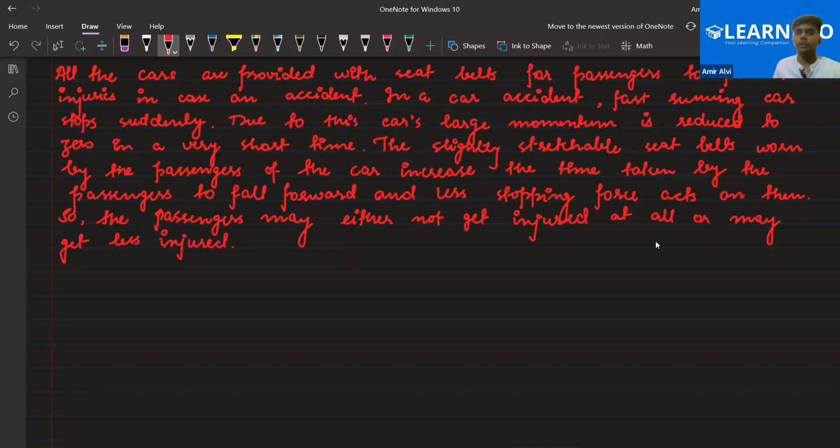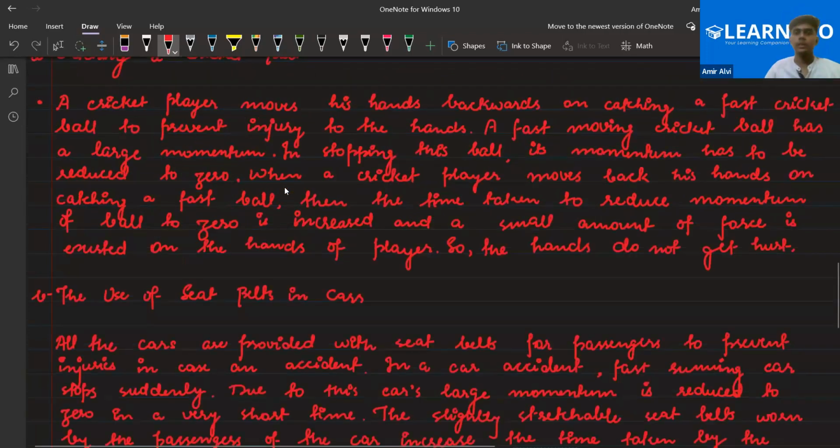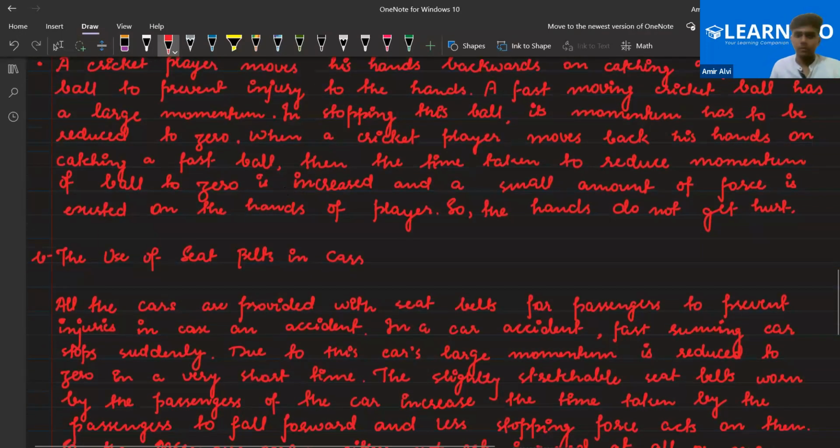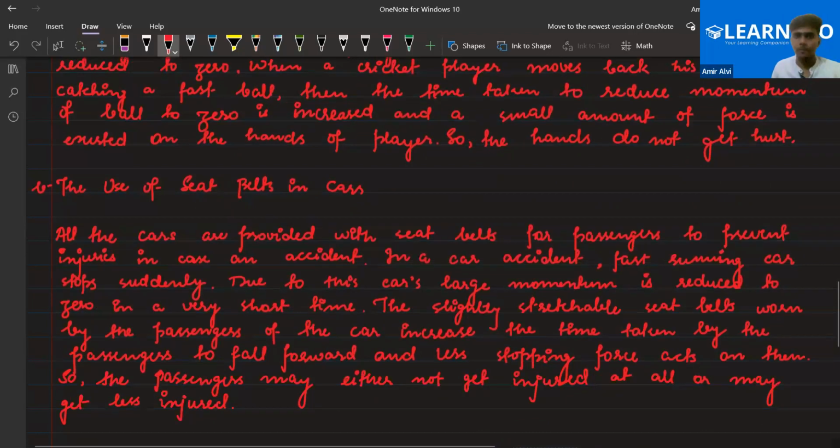So this is the explanation for this. Is this clear to all of you? Please let me know. Any doubt to any? Tejas, go ahead. Yes, sir, I was noting it down. You're right.